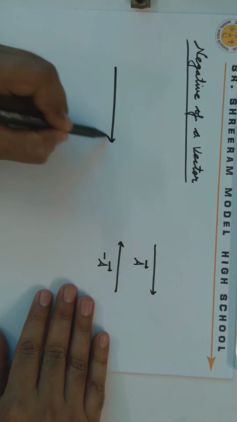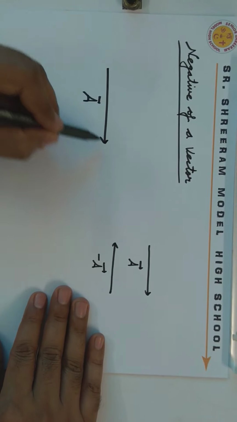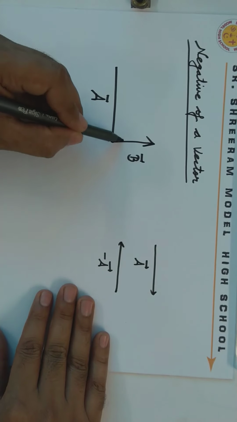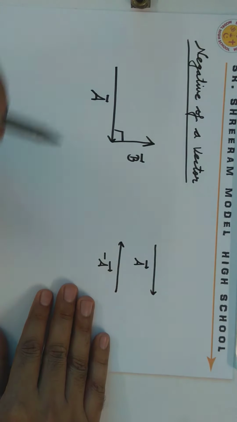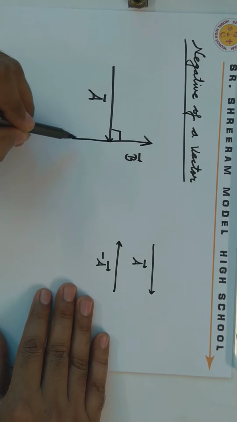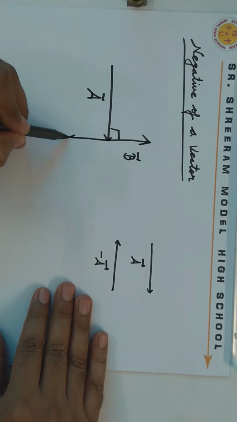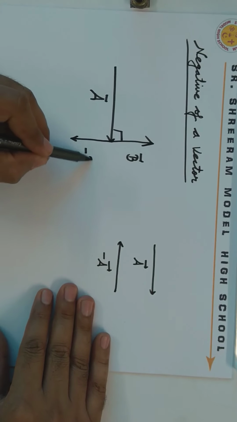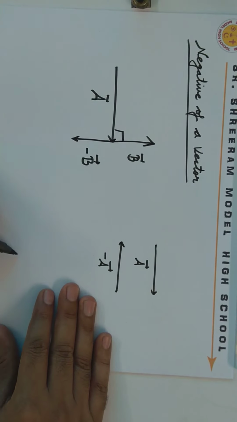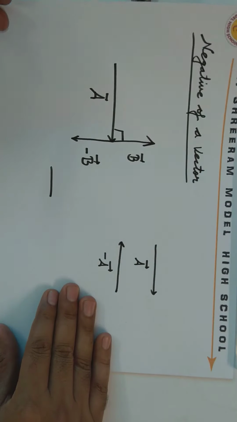Say this is vector A and this is vector B. Now what I want is the negative of vector B. So I draw a vector equal to its length but opposite in its direction. Then this becomes the negative of vector B. Okay, this is simple. Now I am going to use this very concept.